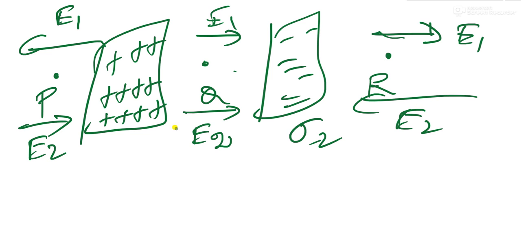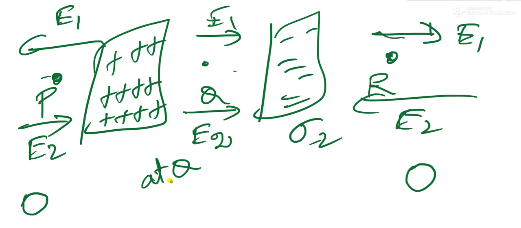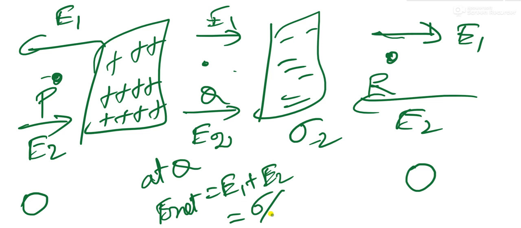Observe this. At point P, E1 and E2 are in opposite directions, so it is 0. At point R, E1 and E2 are in opposite directions, so it is 0. At the center, at point Q, they are in the same direction. E net is equal to E1 plus E2, which is sigma divided by epsilon naught.